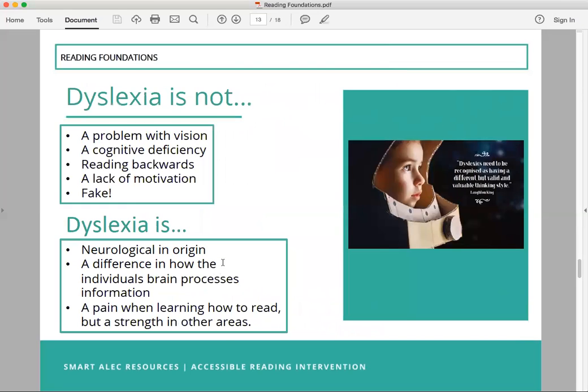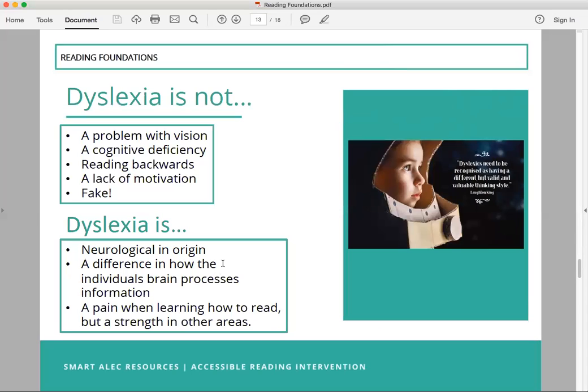Dyslexia is not a problem with vision. This is a really common misconception, because students will often say that they feel like the letters are swimming around on the page, or that the letters are moving around, or we see it as a transposition of letters. And so it looks easy to think, okay, this is just a vision problem.